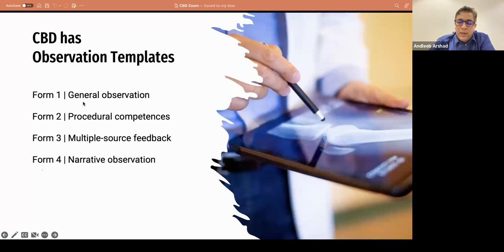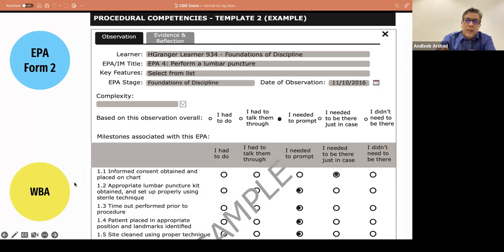Form 1 is kind of like for cognitive assessment. So things related to cognition, EPAs related to cognition, and a mix of cognition and psychomotor, they use Form 1. And Form 2 is more about procedural competencies. So anything which is psychomotor gets assessed in Form 2. I have an example of Form 2.